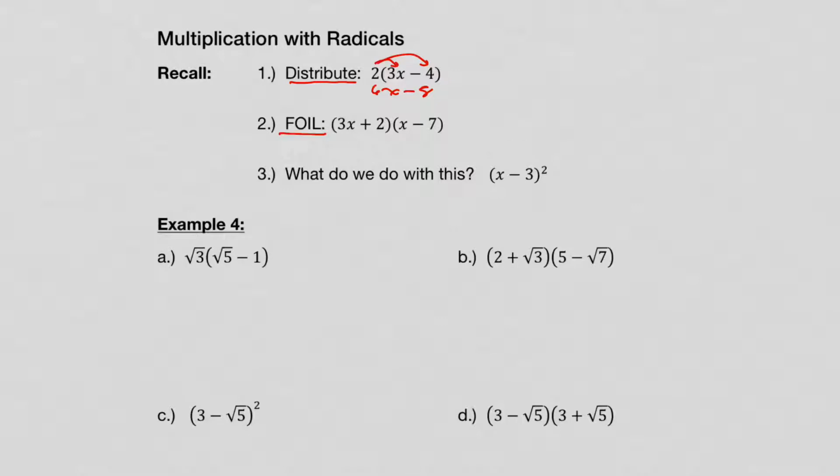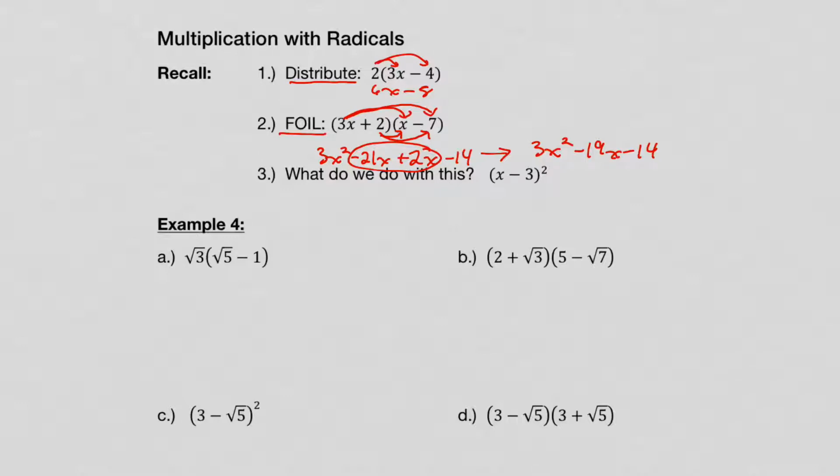FOIL, which is first, outer, inner, last, and that just means to distribute 4 times. Okay, every arrow has a name, so first arrow is the F, front terms. Second arrow is the O, the outer terms. Third arrow is the I, the inner terms. And the last arrow is the last terms. So in this case, that would give us 3x squared minus 21x plus 2x minus 14. And it's going to translate to, you got like terms right here. So it's going to be 3x squared minus 19x minus 14. Okay?